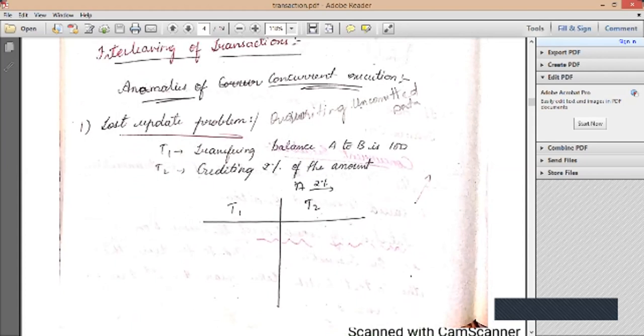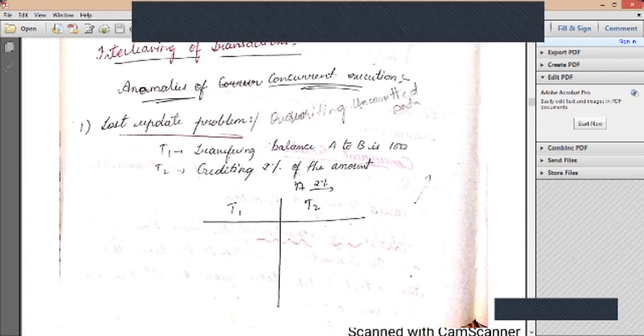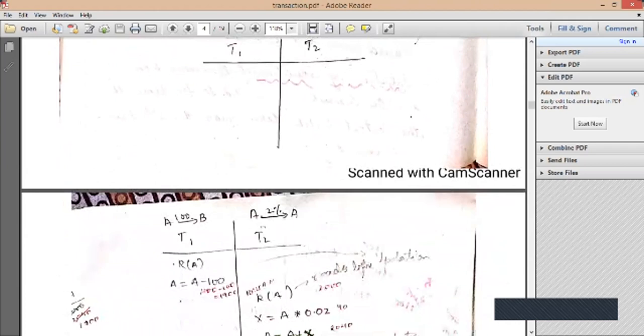The first one is the lost update problem. That is whenever a particular transaction is transferring data from A to B, you are performing a write on A, whereas T2 is also crediting 2% of the amount in A. So both transactions T1 and T2 are doing a write operation on A. Now that becomes an issue.